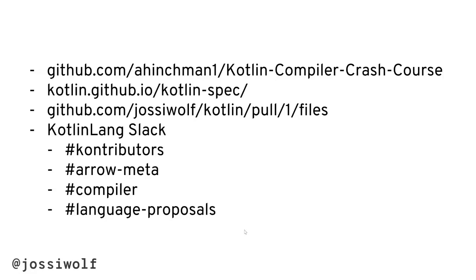There's my pull request. And finally, I really encourage you to join the Kotlin Lang Slack. There are a couple of channels: the contributors channel, where you can get information on setting up Kotlin, building it, debugging it, whatever you need. There is the Arrow Meta channel. Arrow Meta is a new kind of Kotlin compiler plugin, which enables you to write other Kotlin compiler plugins. It's super awesome. It's built by 47 Degrees, and they know a lot about the Kotlin compiler. If you have any questions, they're very welcoming, and you can always go there and ask.